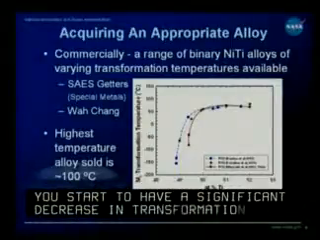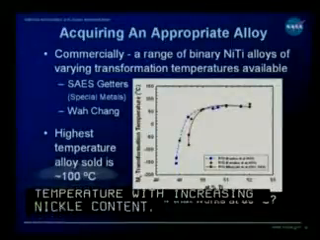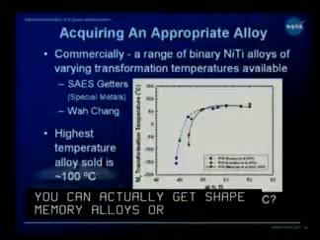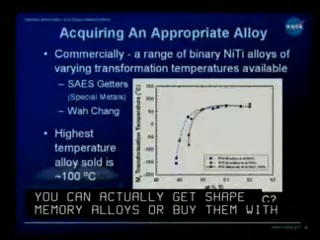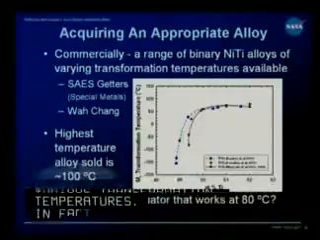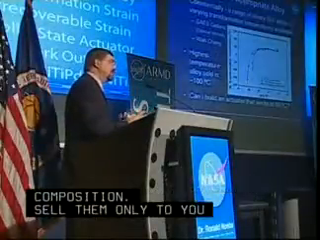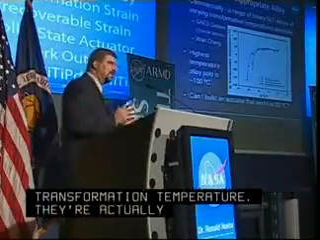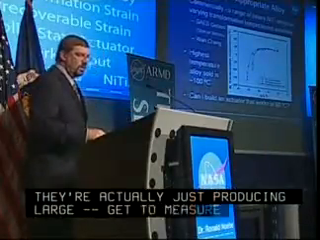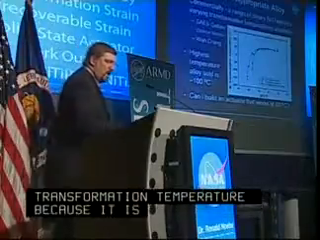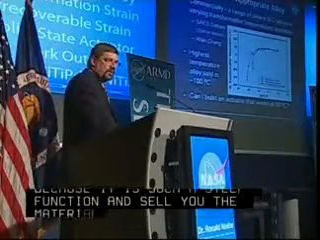So you can actually get shape memory alloys, or buy them, with various transformation temperatures. In fact, the companies won't sell them to you based on composition. They'll sell them to you only based on transformation temperature. They'll produce large ingots, measure the transformation temperature, because it's such a steep function, and sell you the material you want. So let's buy the 100 C material that Huacheng will sell us.